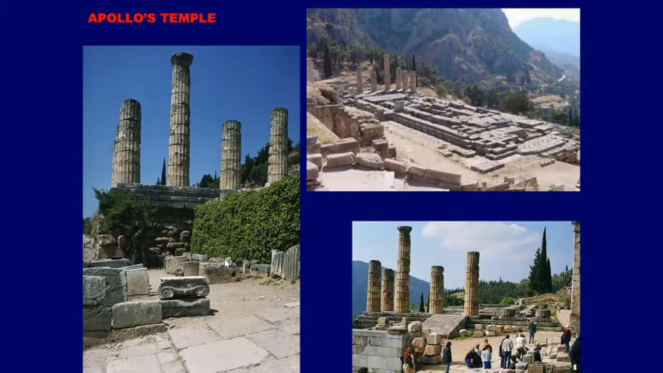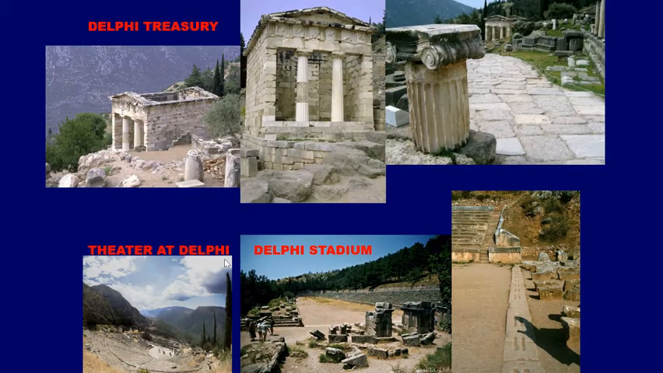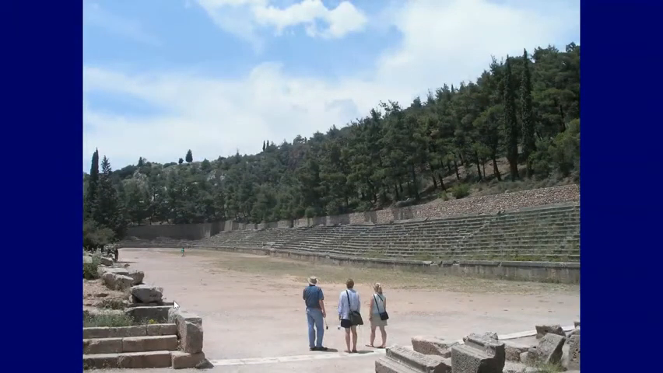So this is the temple of Apollo, and here are some other buildings that are around there, and then this is the stadium right here, the rows of seats, and then this right here is the beginning of the stadium, and this right here is the theater that they have at Delphi. And that's a photograph that my student brought back of the theater, not the theater, the stadium.